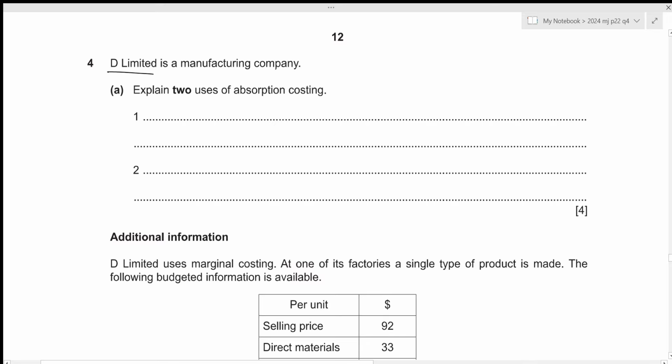D Limited is a manufacturing company. For the first part, we need to explain 2 uses of absorption costing. The very first use of absorption costing is that it is useful in order to set the selling prices, since absorption costing takes into consideration both the variable cost per unit as well as the fixed cost per unit. Let's write it down. Useful for setting selling prices. Because all costs are included.